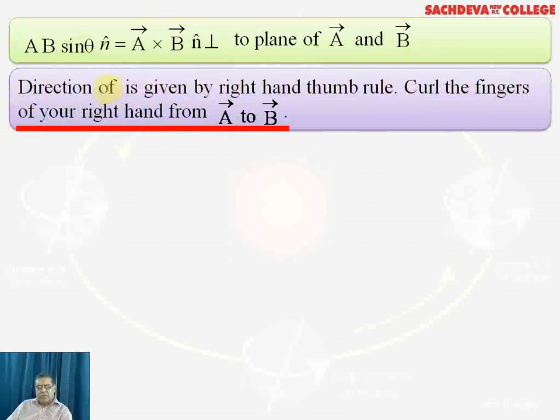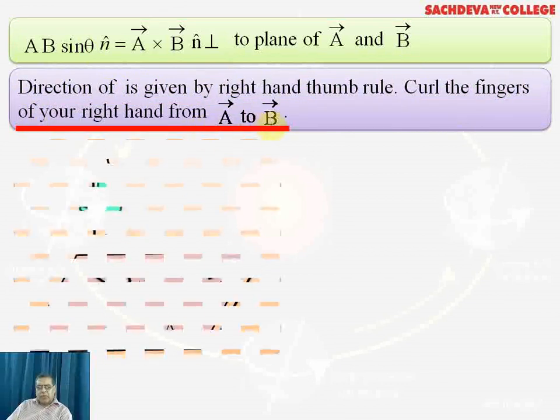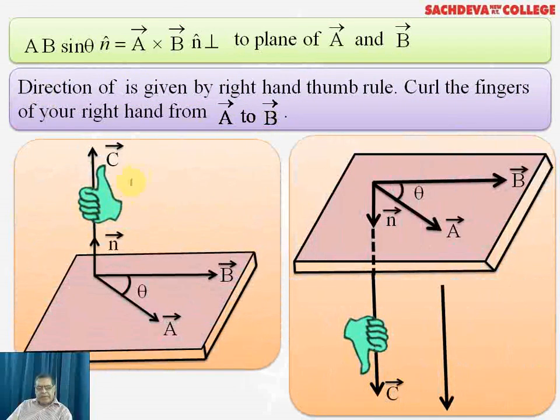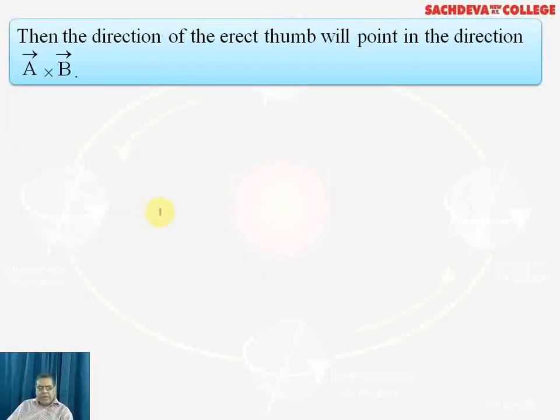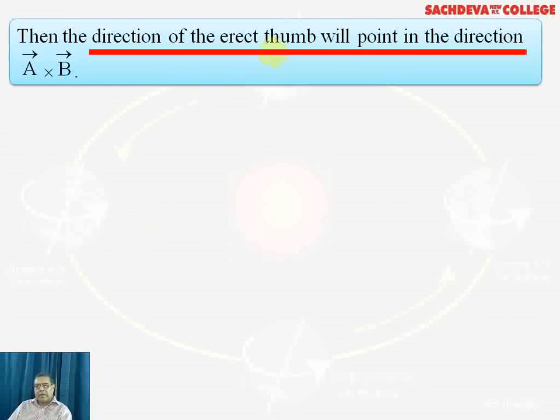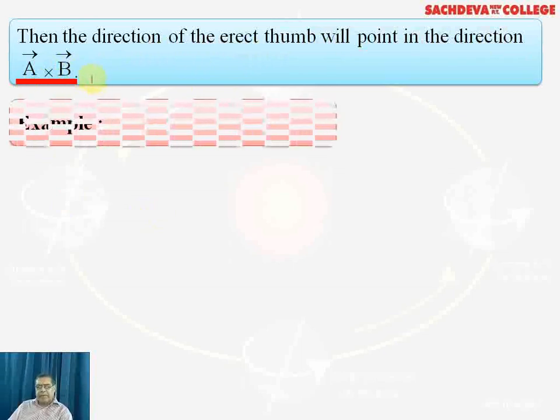Curl the fingers of your right hand from A to B. That is what is shown in the figure, in the left figure as well as in the right figure. Then the direction of the erected thumb will point in the direction of the cross product of A and B.